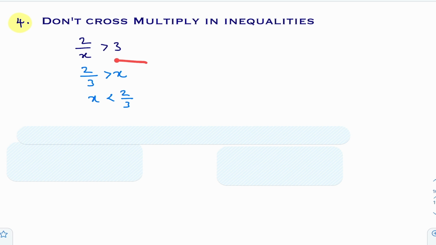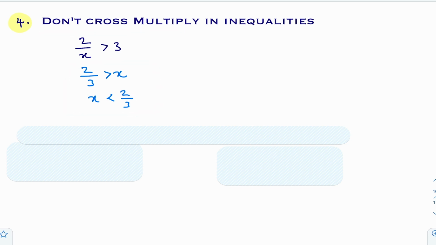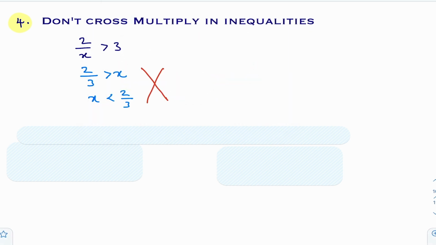If I do like this, what I did is actually cross multiplication. But unless you know what x is, this is 100% wrong. You cannot cross multiply. This method is wrong. Do not cross multiply in inequalities.